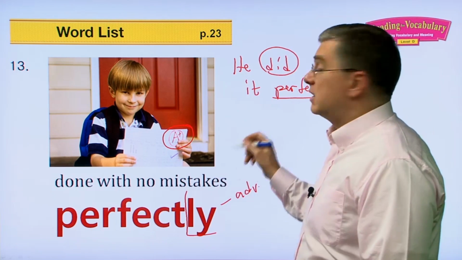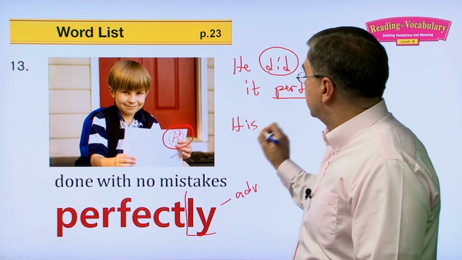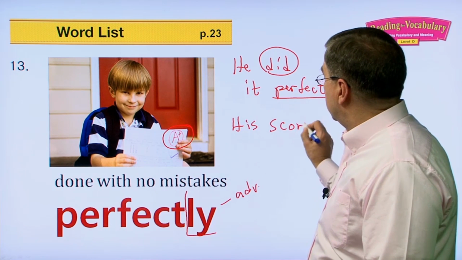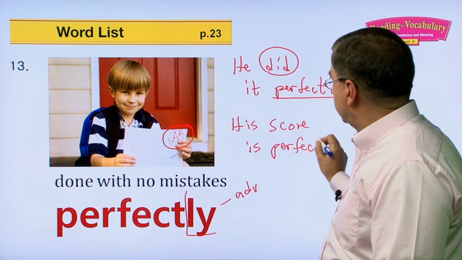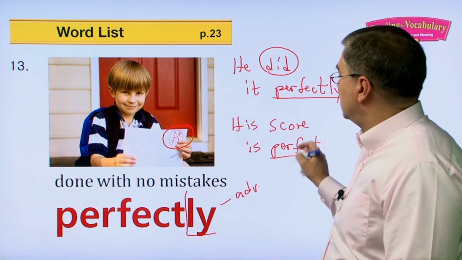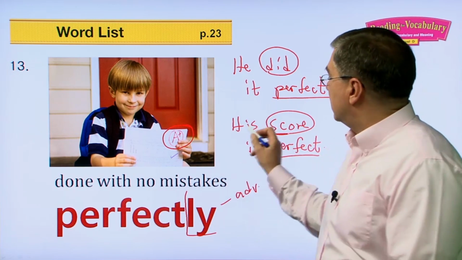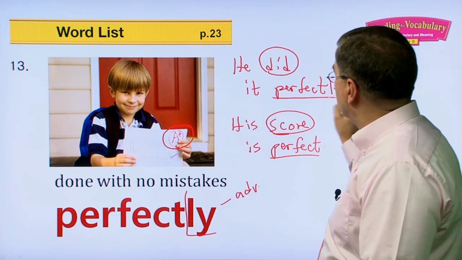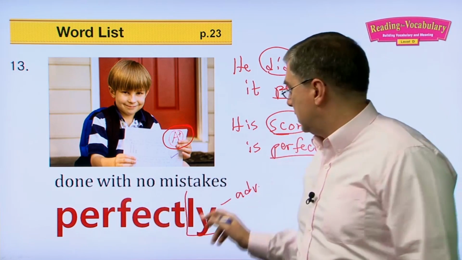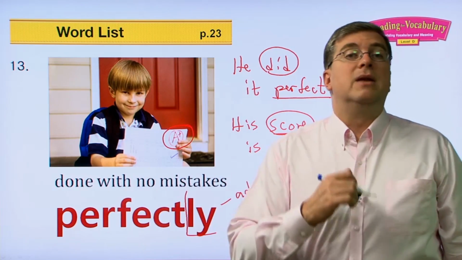Right? But we can also use just the word perfect. His score is perfect. Now in this case, it's an adjective because we're talking about a noun. We're describing a noun. His score is perfect. He did it perfectly. Okay, so that's the difference using ly. Are we describing the verb or are we describing the noun?